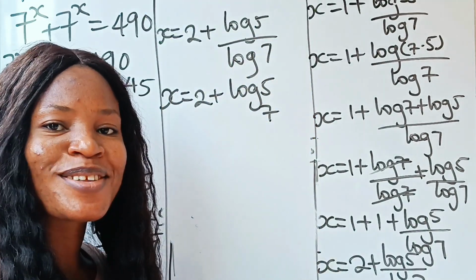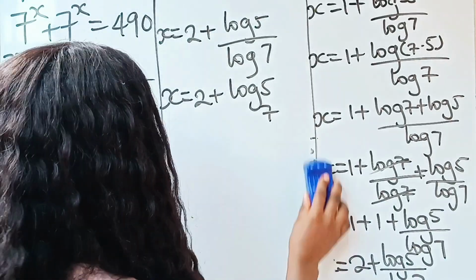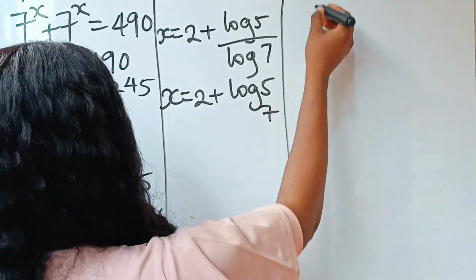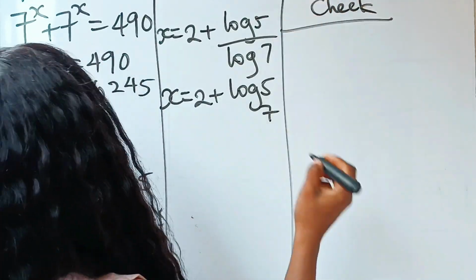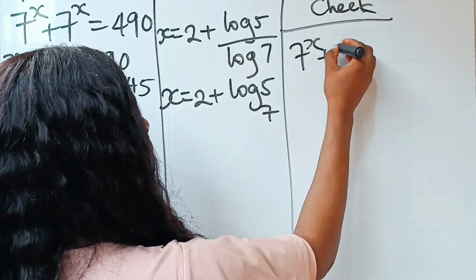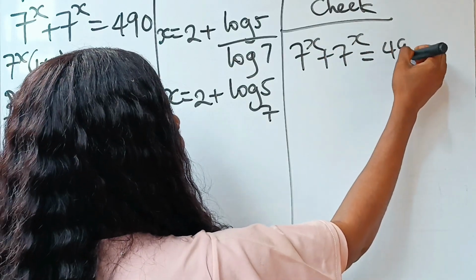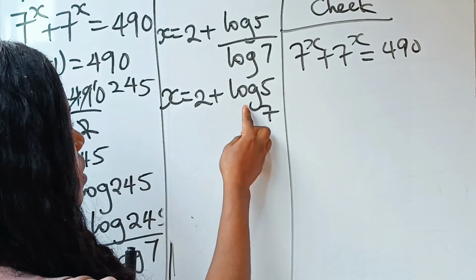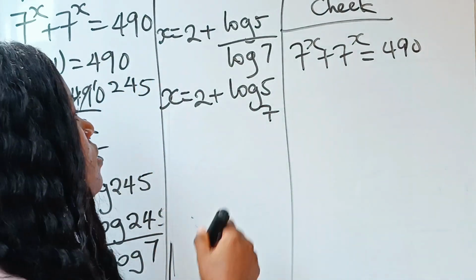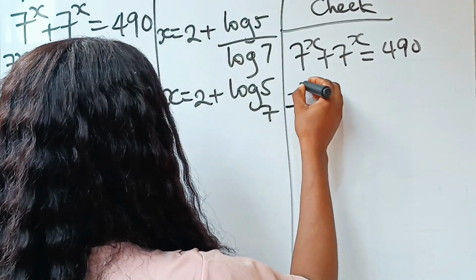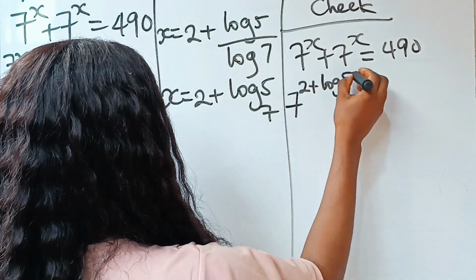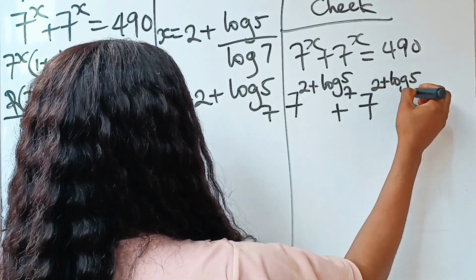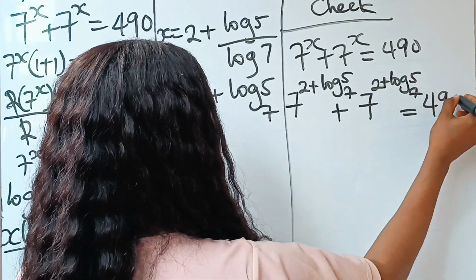Yes, let's get to the most interesting aspect of this video. Ta-da! Now let's check. Okay, let's check. The question says 7 to the power of x plus 7 to the power of x equals 490. Now our x is this 2 plus log 5 base 7, right? So that means we have 7 to the power of 2 plus log 5 base 7 plus 7 to the power of 2 plus log 5 base 7 is equal to 490.